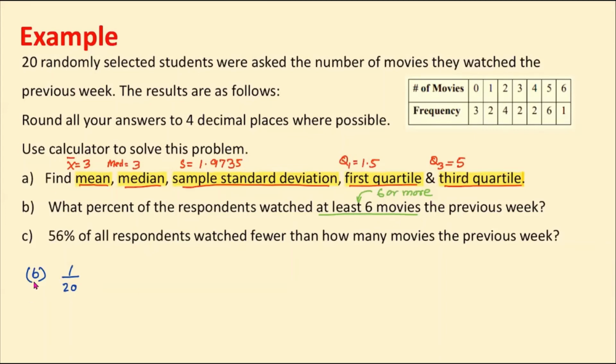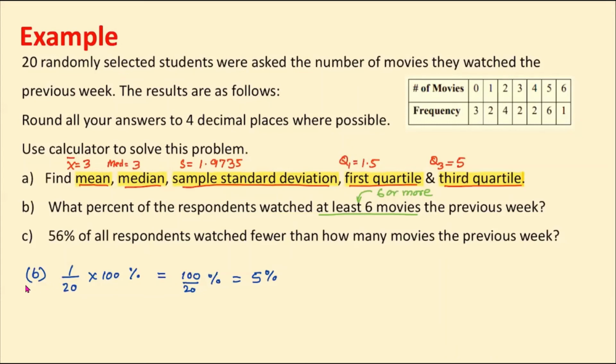At least 6 means 6 or more movies. But we want the answer as a percent. If you want to change the fraction to a percent, we multiply by 100. So 100 multiplied by 1, that is 100 divided by 20, and 100 divided by 20 is 5%. So 5% of students watched at least 6 movies the previous week, 6 or more movies. So that is the answer for part B.